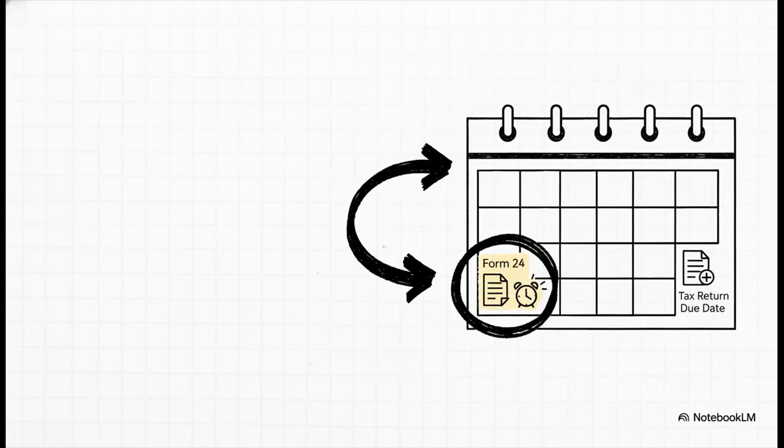The deadline here is tied directly to your income tax return filing date. You have to furnish Form 24 at least 1 month before the due date for filing your main tax return. What that means in practice is you can't leave this to the last minute. You need to plan ahead to get that audit done well in time.